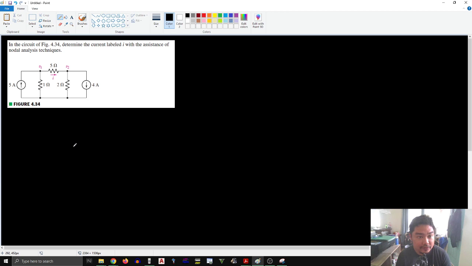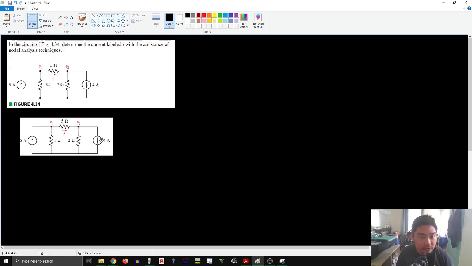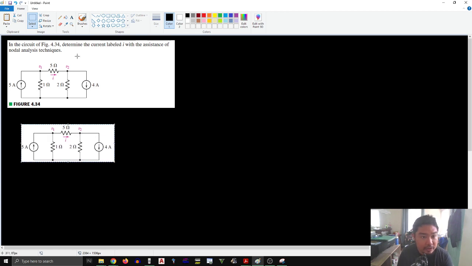So we have here the circuit of figure 4.34. Determine the current labeled I with the assistance of nodal analysis techniques. So we're dealing now with nodal analysis. How can we deal with this? Let me redraw the circuit, or let me just copy this one first. Okay, Control C, Control V. So that is one.